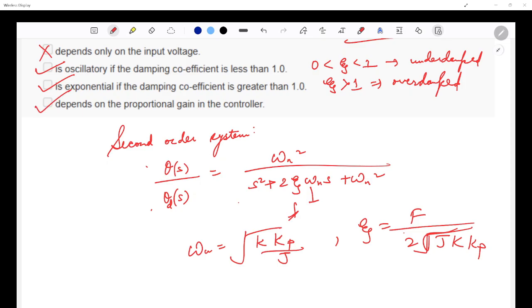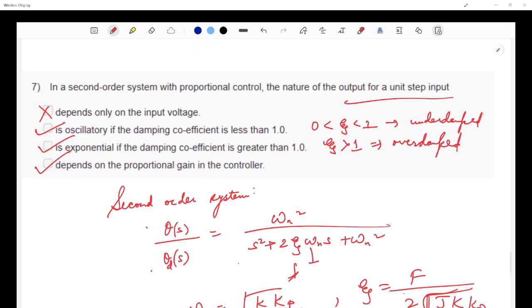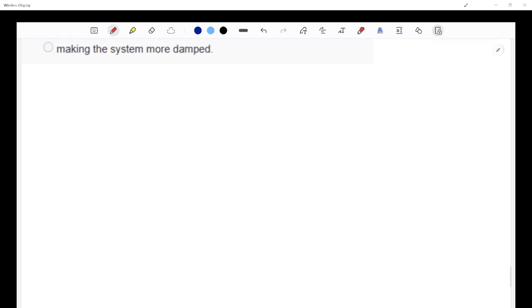The most important point in this question is you need to remember when it is an underdamped system, when it is critically damped, when it is overdamped, when it is completely oscillatory. So damping decides the shape, gain decides the damping of the system. It's not that only damping matters, but controller gains affect damping. Okay, let's move to the next question.